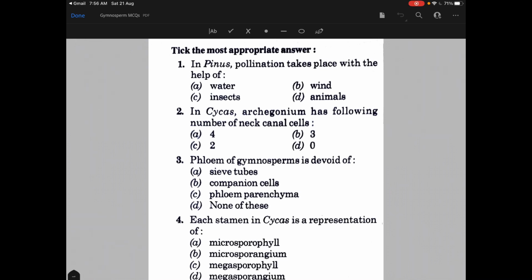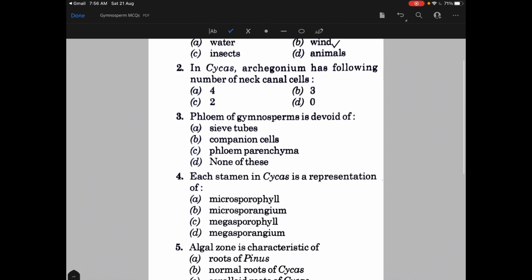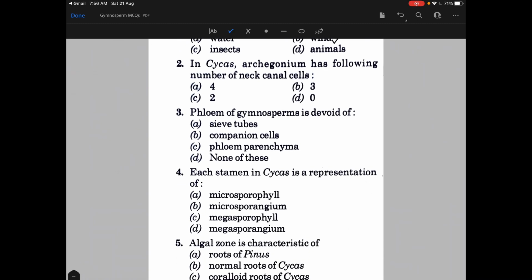The first question: in Pinus, pollination takes place with the help of dash, and the answer is B, that is wind. Next, in Cycas, Archegonium has following number of neck canal cells. The answer is D, that is 0.